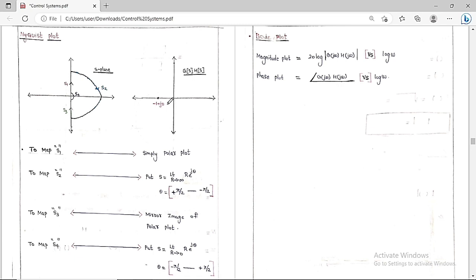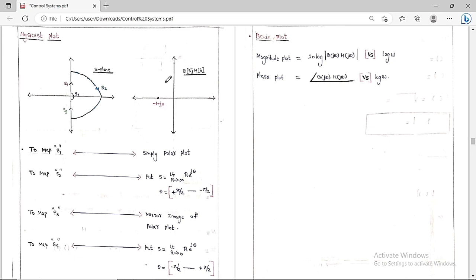where N is the number of encirclements which are formed around the minus 1 plus j0 in the G of H of S plane, and Z indicates the number of closed loop poles or the roots of the characteristic equation 1 plus G of H of S which are going to lie in the right half of the S plane, and the P indicates the number of poles of the open loop transfer function which are going to lie in the right half of the S plane. So this point you always have to keep in your mind.